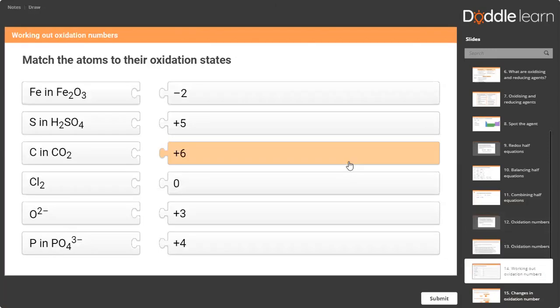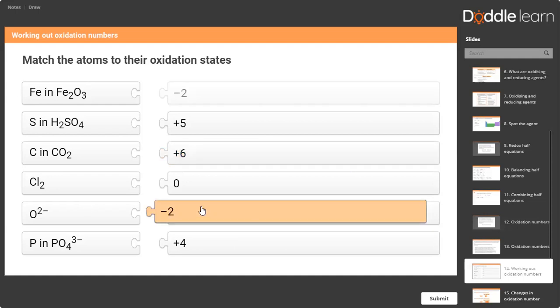So let's have a go at working out some oxidation numbers. Let's have a look at oxygen. So let's start with oxygen. That's quite a nice one to start with. We've got 2- there. Well, it's quite a simple ion. There's nothing complex here. So we can just go and pop that there straight away.